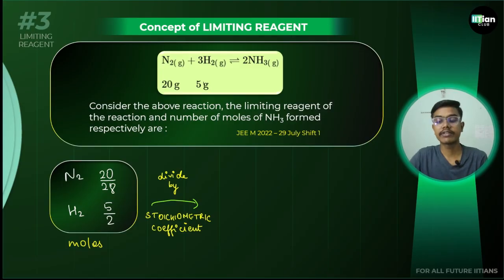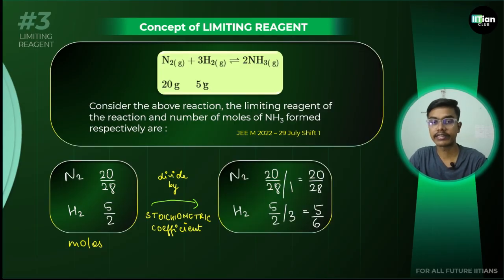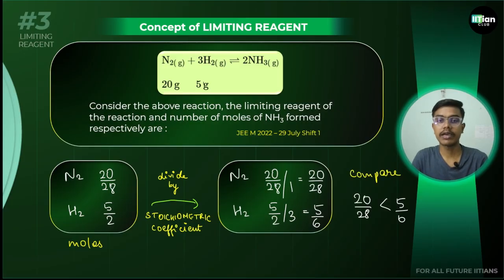And now we will be dividing with the stoichiometric coefficient, that is nitrogen divided by 1, hydrogen divided by 3, and you will get this. Now we have to compare which is more. The least one is the limiting reagent. Here nitrogen is the limiting reagent.